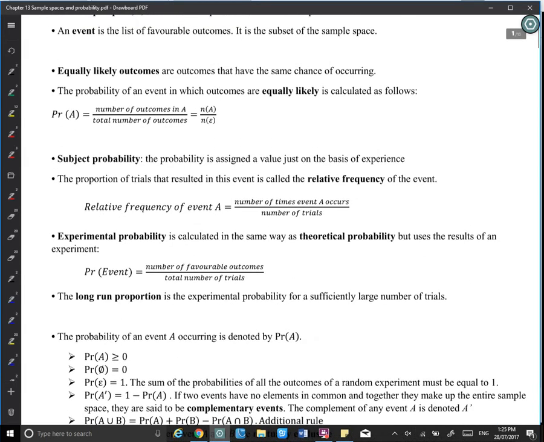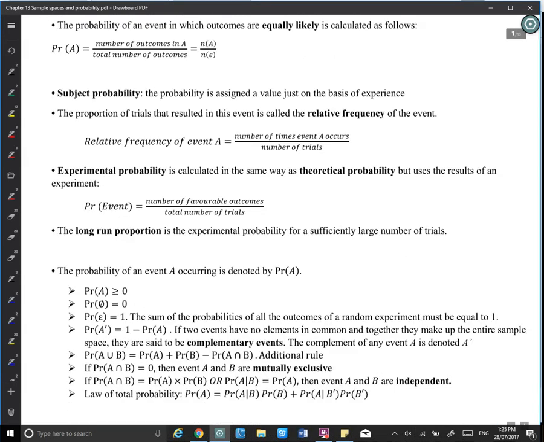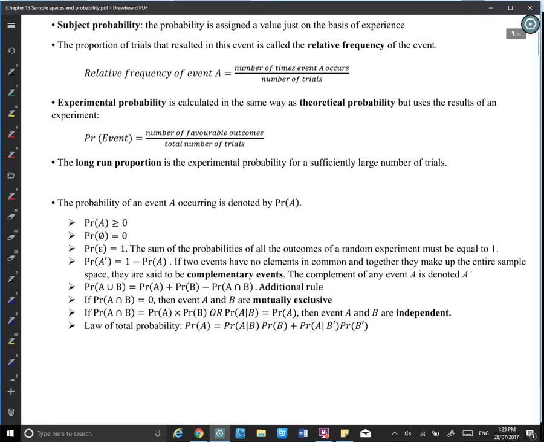And, in contrast to that, we have experimental probability. Experimental probability is based on evidence. I do the experiment a lot of times, and I find the probability using the results of the experiment. Okay, and the long run proportion. You know the theoretical probability for tossing a head is a half. But when you toss a coin 10 times, you don't necessarily always get 5 heads. You can have 1 head and 9 tails. So your experimental probability will be 1 on 10, but the theoretical is 1 on 2.